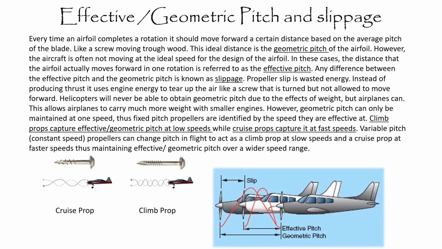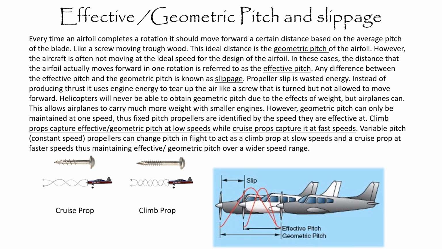Propeller slip is wasted energy. Instead of producing thrust, it uses engine energy to tear up the air like a screw that is turned, but not allowed to move forward. Helicopters will never be able to obtain geometric pitch due to the effects of weight, but airplanes can. This allows airplanes to carry much more weight with smaller engines.